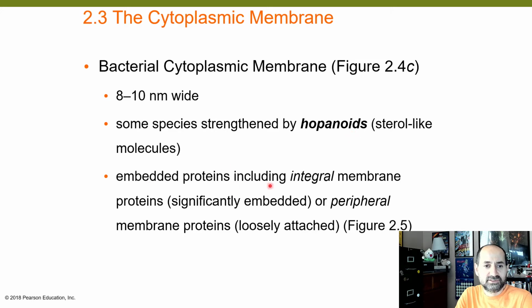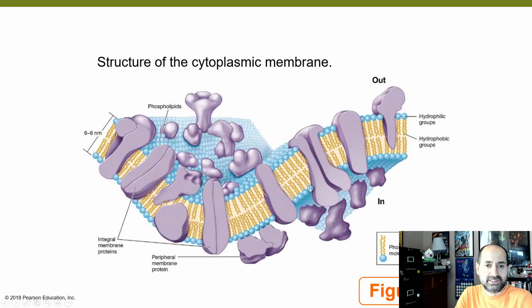Okay. In addition to that, obviously you have many other proteins embedded in the plasma membrane. Some are integral membrane proteins, which means they're significantly embedded, and some are peripheral membrane proteins, which means they're loosely embedded. You can see here, this is the plasma membrane, the lipid bilayer, and you can see all these different proteins are embedded in the plasma membrane. Some are peripherally embedded, loosely embedded, and some are integral. They are significantly embedded in the plasma membrane.